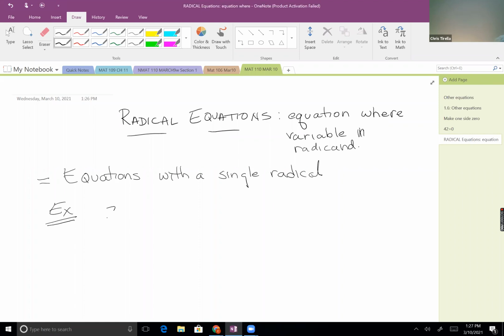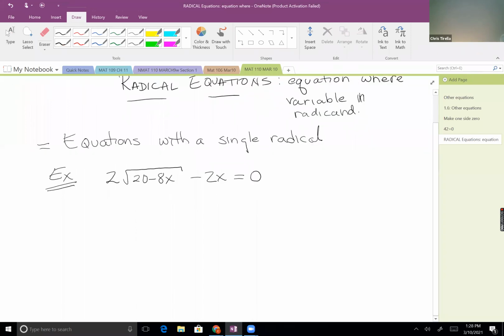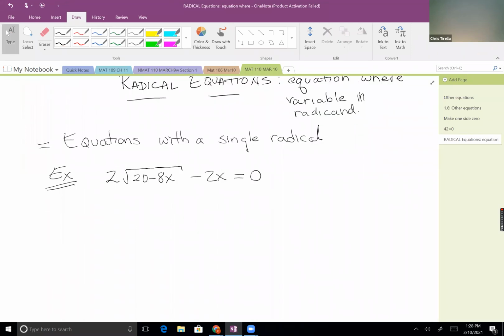So an example might be 2 times the square root of 20 minus 8x minus 2x equals 0. How fun does that look? We're going to have to somehow gently massage this, or maybe bully it a little bit and push and shove to try to get that variable out from under the radical.